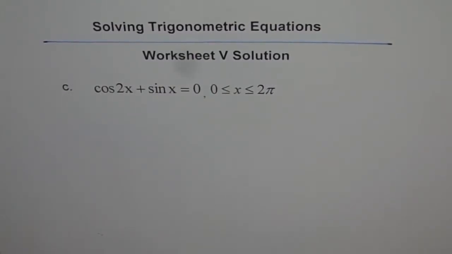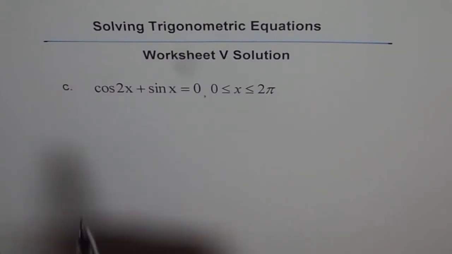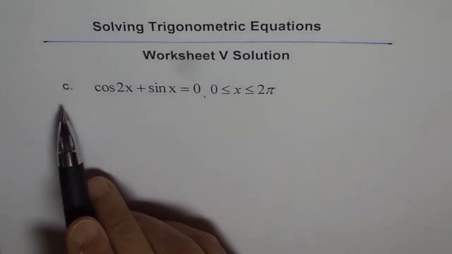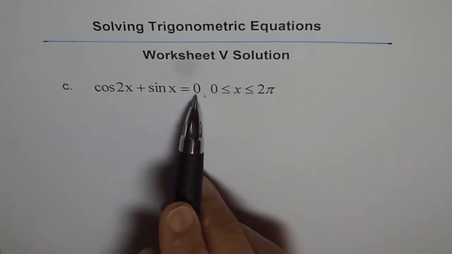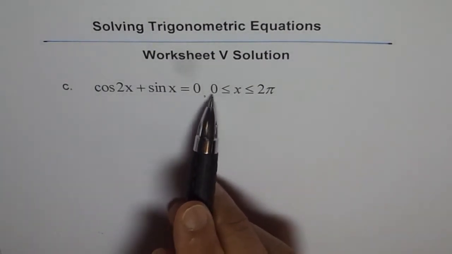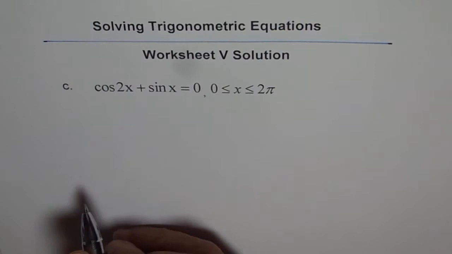Solving trigonometric equations, worksheet 5 solutions. Part C. The third question on this worksheet was cos 2x plus sin x equals 0, where x is between 0 and 2 pi. Okay. Now let's try to solve this.